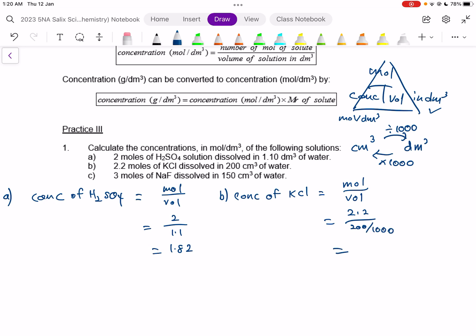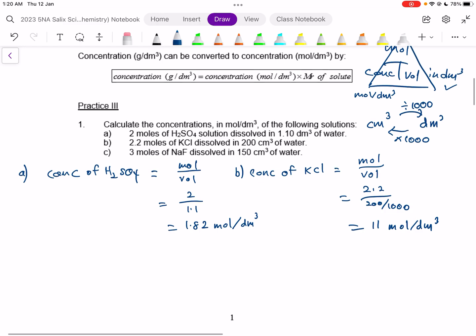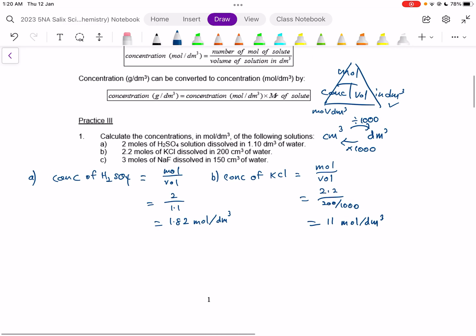So 11 mole per dm cube. Okay, moving on. Don't forget about your units. Always remember to write your units.